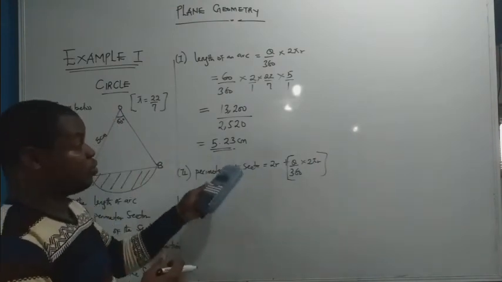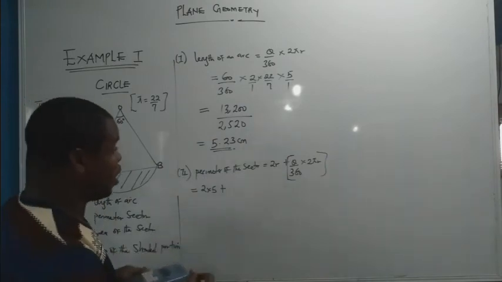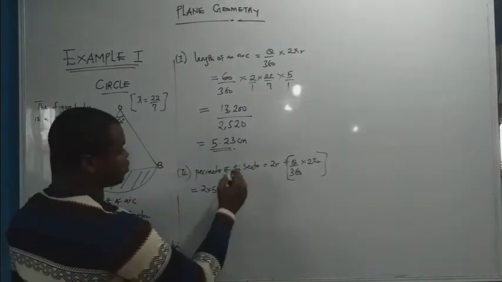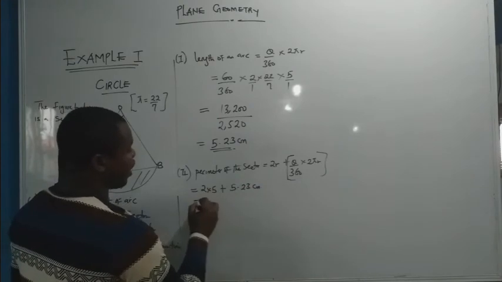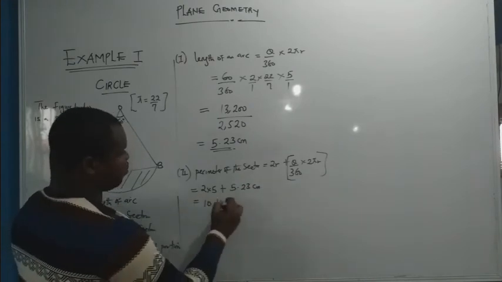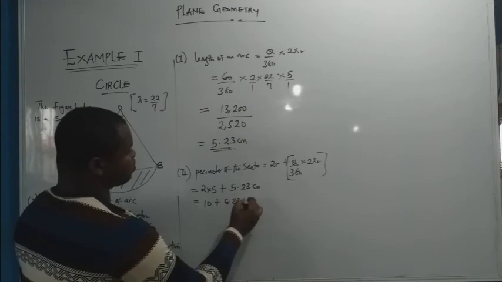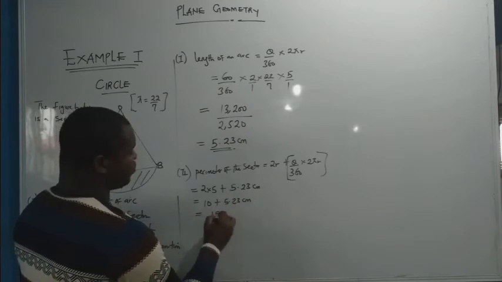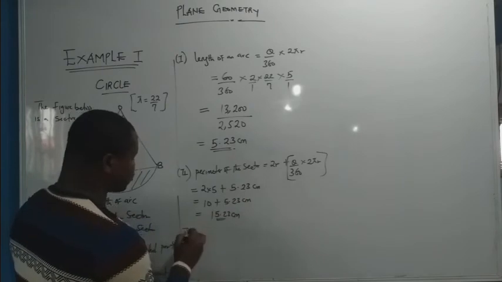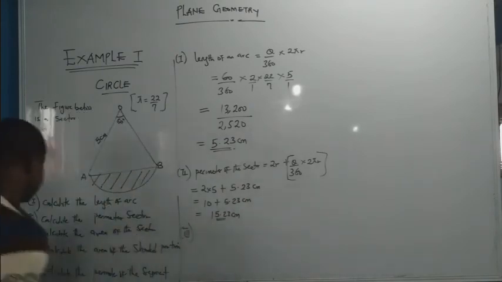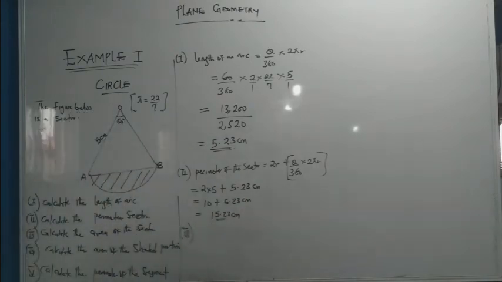And we have got the value to be 5.23 centimeters. So what is our answer? It's going to be 10 plus 5.23 centimeter. Our answer is 15.23 centimeter. Then the next question says calculate the area of the sector.